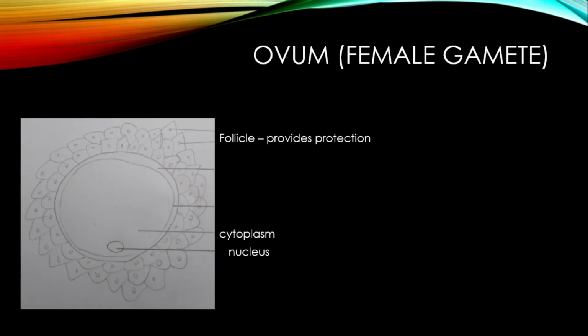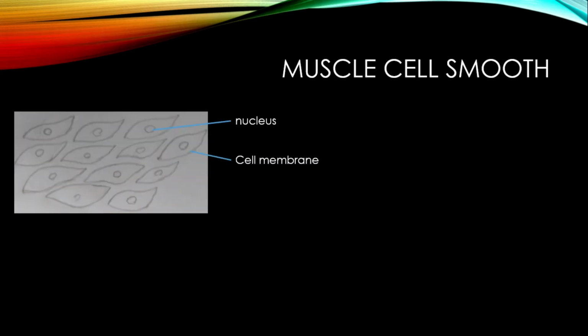Then we have the ovum. It was not in our table, but here is the ovum, one of those cells that the syllabus wants us to look at. Now, the ovum is the female gamete, and there we have the labeling. You have some follicle cells that provide protection for the cell. Then we have the cytoplasm and of course the nucleus. And we have talked about the cytoplasm and the nucleus so many times.